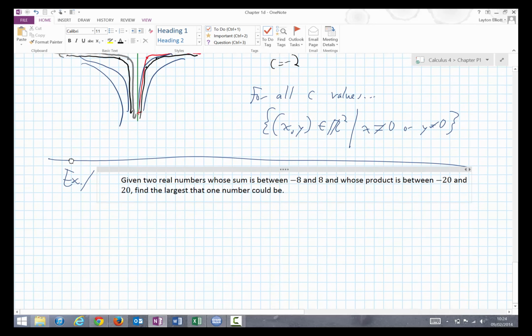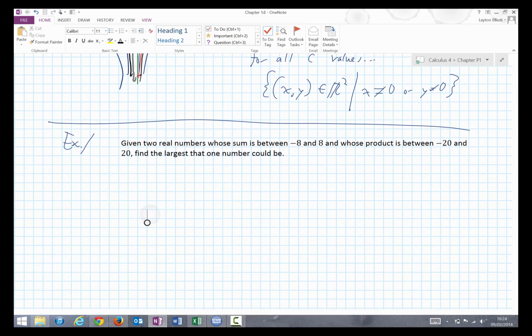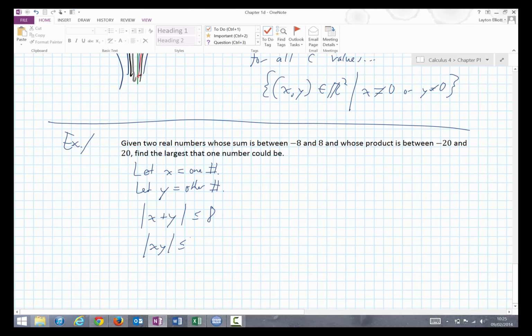So this is done from a set standpoint. What I'm saying is that the sum is between -8 and 8. So I'm going to do this algebra style and say let x equal one number and let y equal the other number. And I know that if its sum is between -8 and 8, then x plus y's absolute value is less than or equal to 8. And the product is between -20 and 20, so the absolute value of xy is less than or equal to 20.